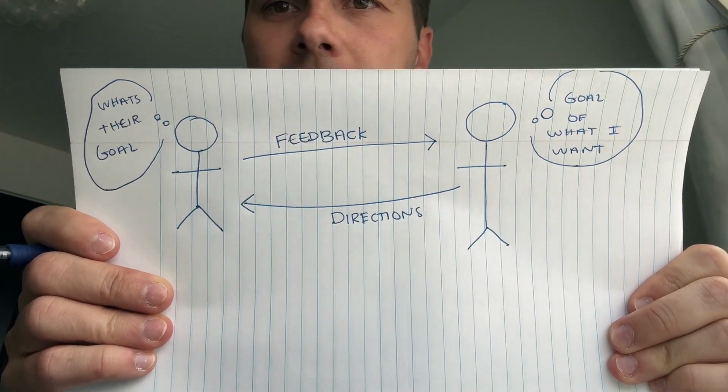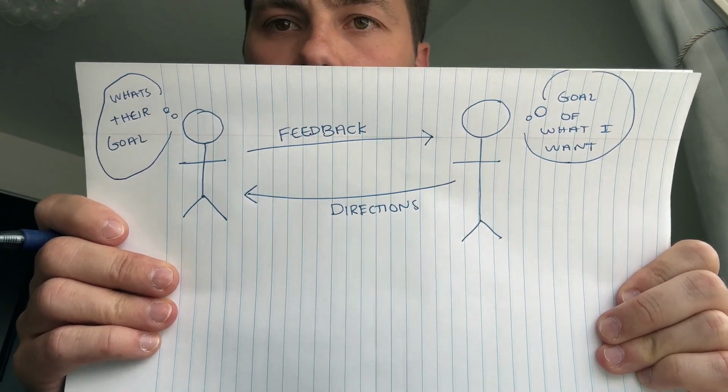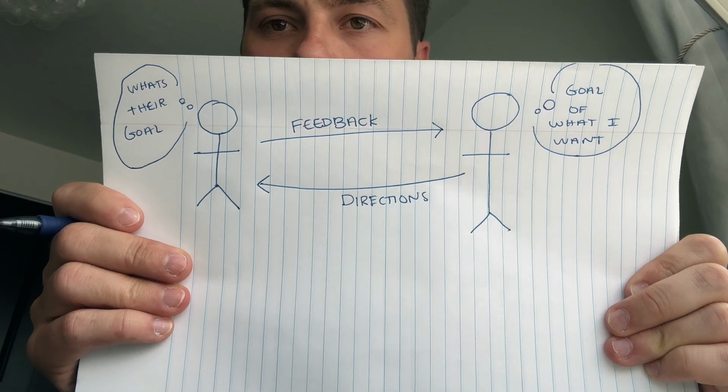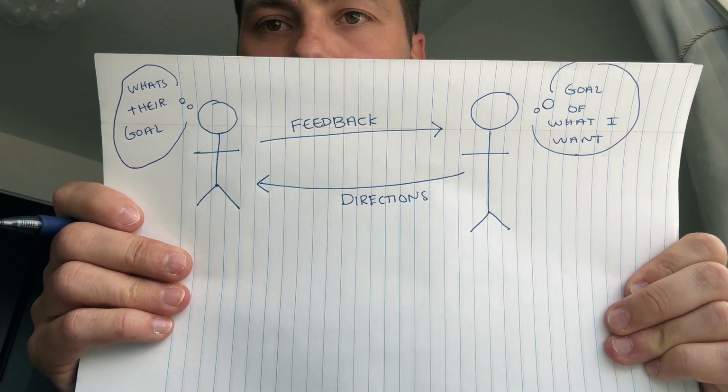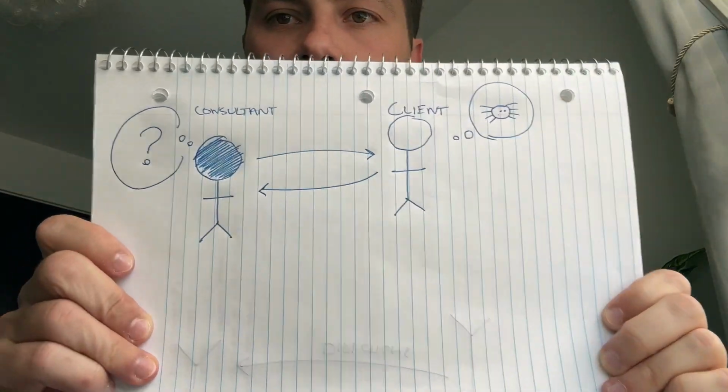So you have a client and you have the consultant. The client has something that they want done and a goal of how they want that done, and they give you directions. The consultant is trying to understand what that goal is through feedback. So let's be more specific.